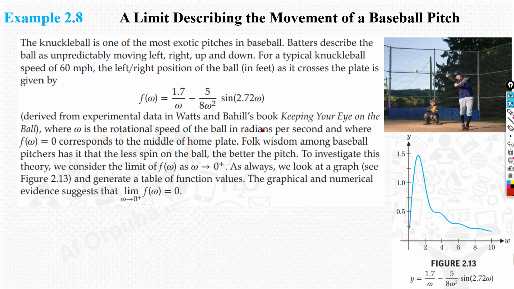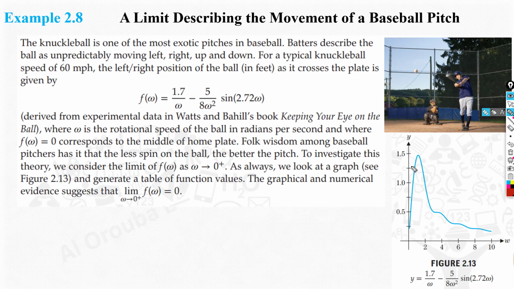This is a given function. In baseball, they have something called a knuckleball. When they throw the ball, they give it a spin. Now the batter will be looking at the pitcher's hand when he releases, and he tries to hit the ball, right?